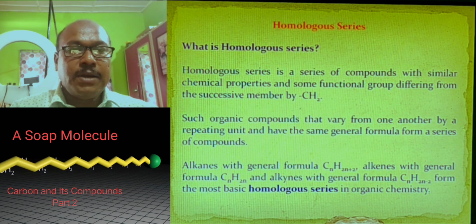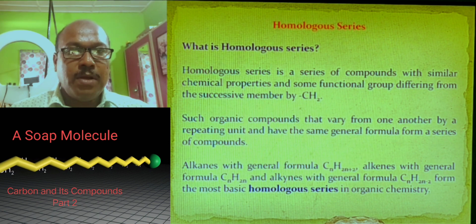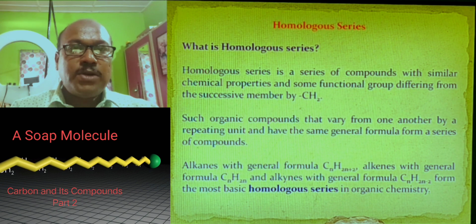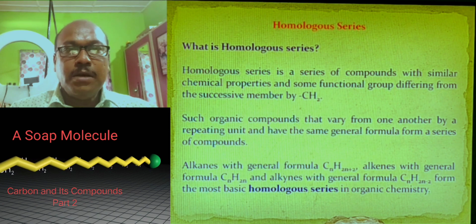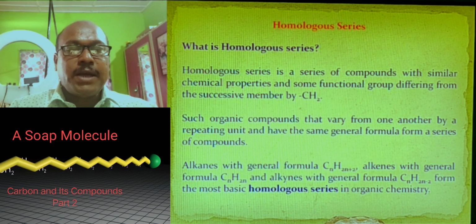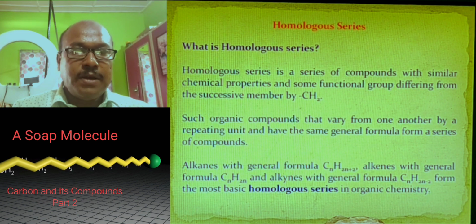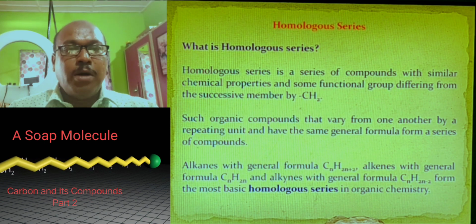For example, alkanes have the general formula CnH2n+2, and the compounds are methane, ethane, propane, butane, pentane, hexane, etc. All these compounds form a series, and that series is called a homologous series. Similar to alkanes, there are alkenes. Alkenes have the general formula CnH2n, and the compounds are ethene, propene, butene, pentene, etc. Similarly, there is another homologous series of alkynes, which have the general formula CnH2n-2. They form a homologous series like ethyne, propyne, butyne, pentyne, etc.